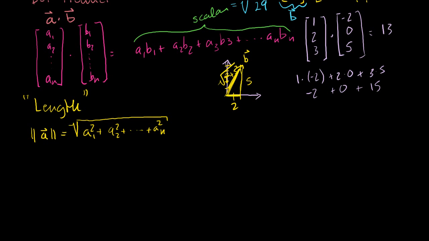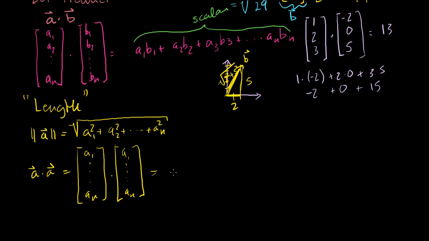Well, what happens if I dot A with itself? What is A dot A? That's equal to, I'll just write it out again, A1 all the way down to AN, dotted with A1 all the way down to AN. Well, that's equal to A1 times A1, which is A1 squared, plus A2 times A2, which is A2 squared, keep doing that, all the way down to AN times AN, which is AN squared. Well, what's this? This is the same thing as the thing you see under the radical. These two things are equivalent.